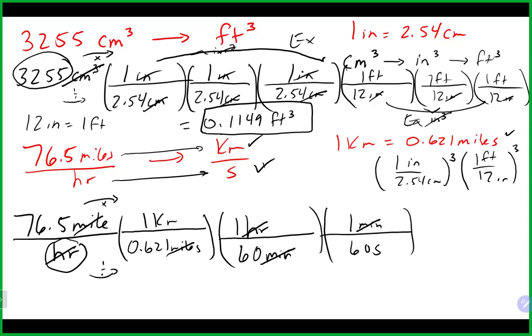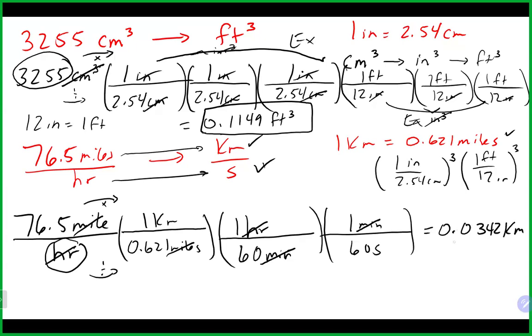And again, we're going to multiply what's on top, which is basically 76.5. They're all ones. We're going to divide by the first number on the bottom, 0.621, hit equals. Divide by the next number, 60, hit equals, and divide by the next number, which is 60, and hit equals. And that will give us our answer here. And in this particular case, it looks like we're going to go 0.0342.